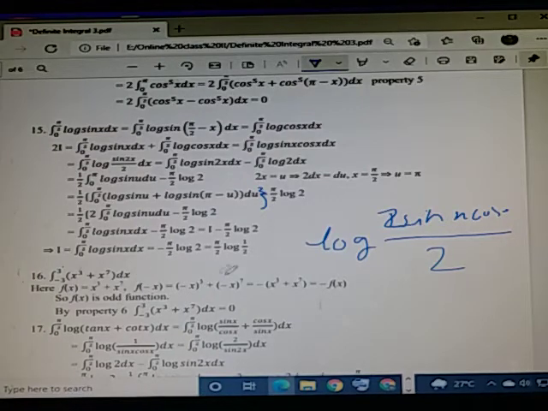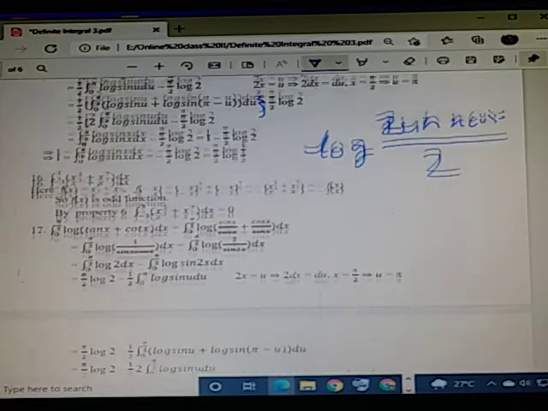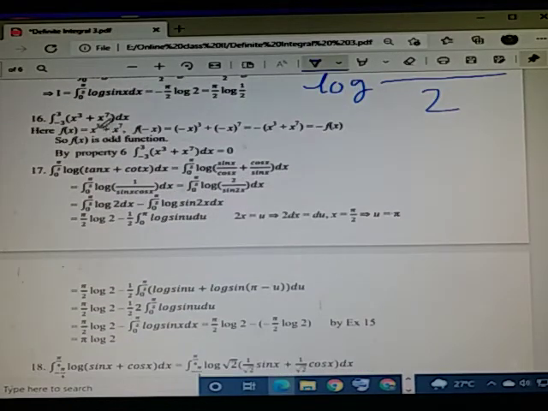Next is number 16. This is again an odd function. It is a x cube, and f of minus x is minus f of x. So this is an odd function, that is why this value is 0. This is property 6.